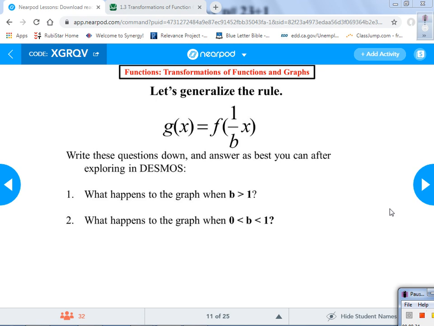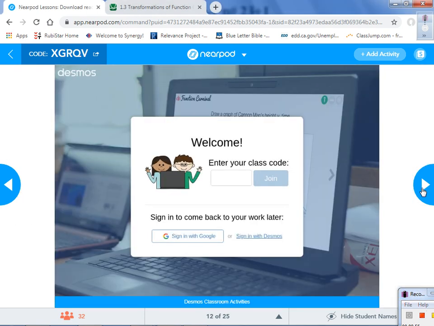Alright? So, 2 questions I need to answer. This is the general form that was introduced today. What happens to the graph when b is greater than 1, and what happens to the graph when b is between 0 and 1? Okay? I'll leave that up there. Let me forward the screen.